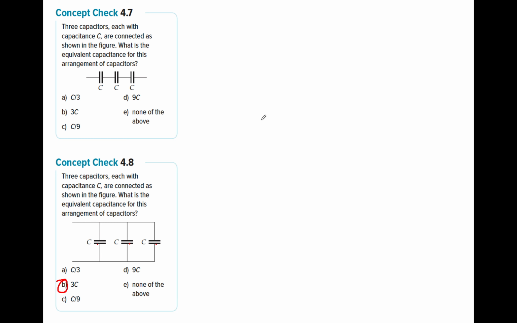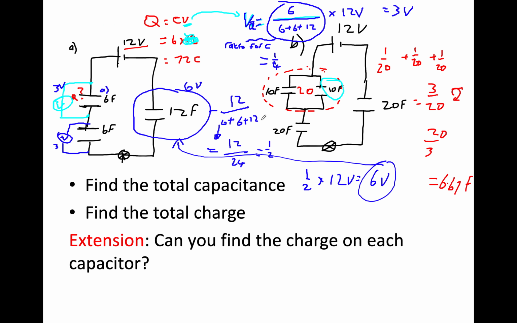A couple of concept questions here that we did in class, and a couple of calculations based on the circuits to find the total capacitance and the energy stored, or in this case the total charge stored. For example, these are 3 in series, so you do 1 over this plus 1 over this plus 1 over this, you get your answer. And if you wanted to find the total charge, you do Q equals CV, whatever you calculated multiplied by the voltage.